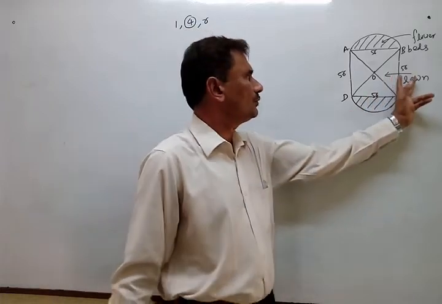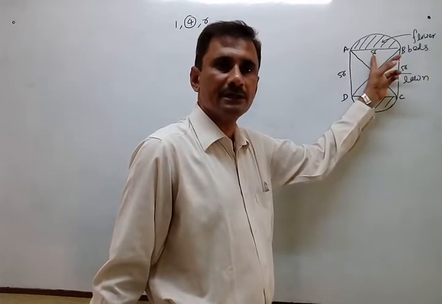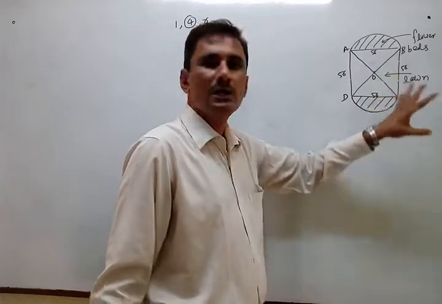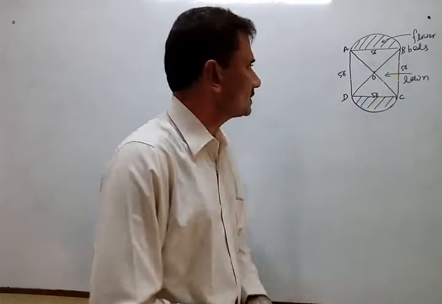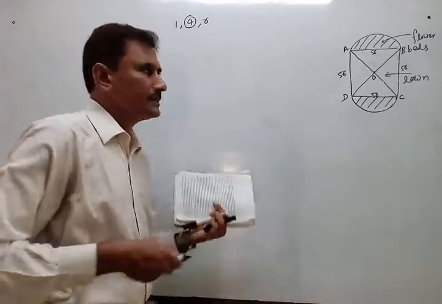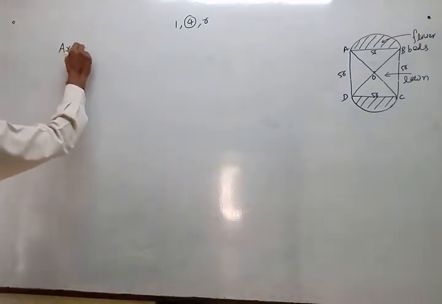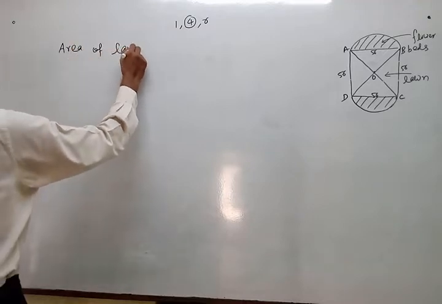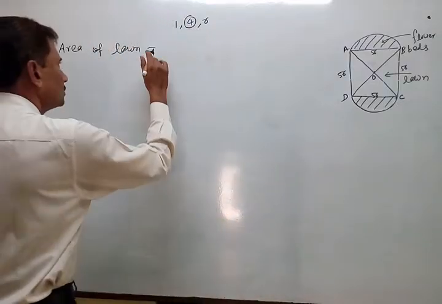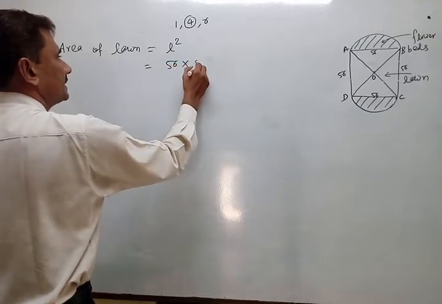First, for finding the lawn, it is very simple, because the length of the square is given and you have to do nothing, only L square, so the lawn can be found easily. So first we find that, because it is readily obtainable. Area of lawn: just read carefully, they have written everything in the question. So the lawn is L square, which means 56 times 56.